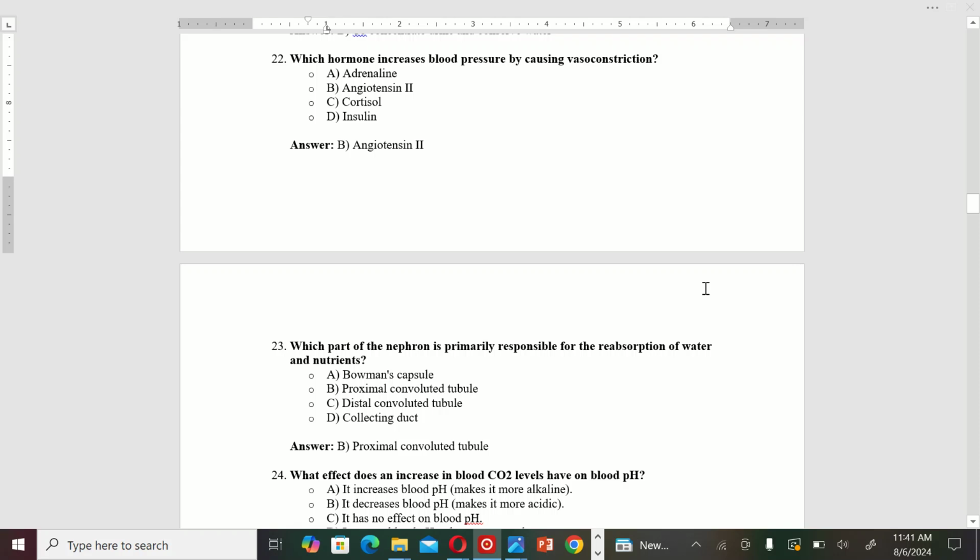Let's get started. So the first MCQ is: which hormone increases blood pressure by causing vasoconstriction? A. Adrenaline. B. Angiotensin 2. C. Cortisol. D. Insulin. So the correct option is B.